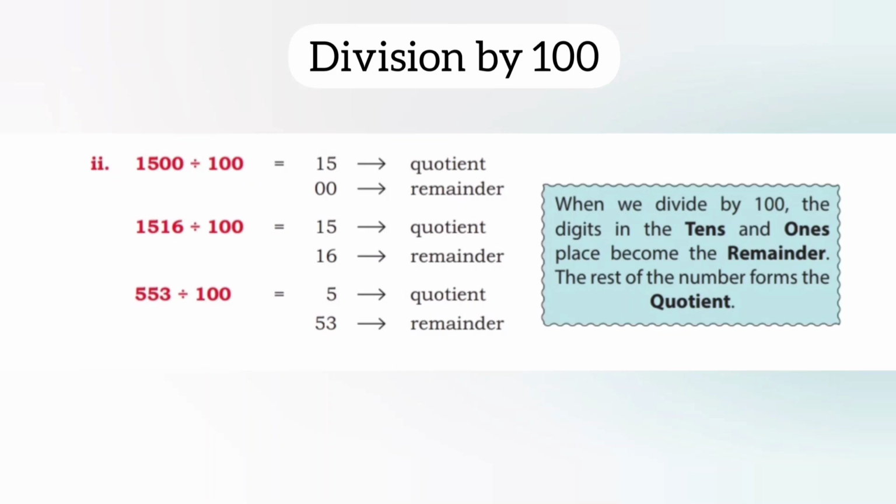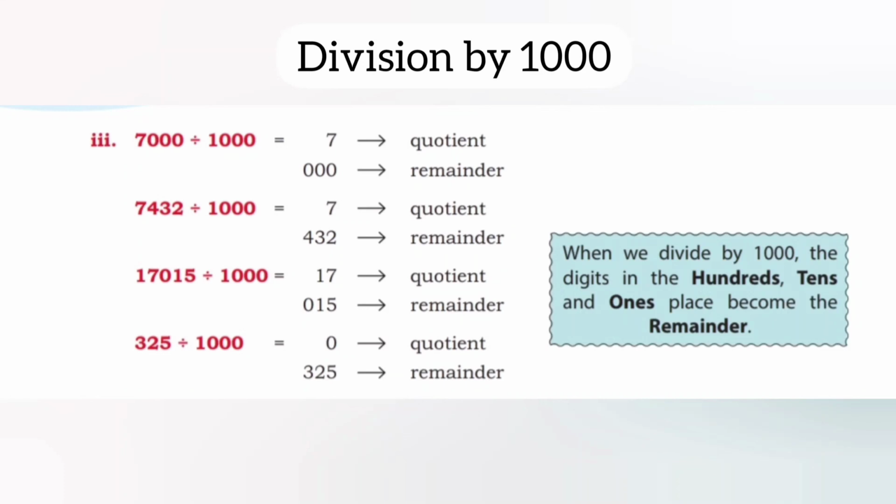Now can you make a guess what happens when we divide a number by 1000? You're right. When we divide by 1000, the digits in the hundreds, tens and ones place become the remainder. Alright, let's take an example. 7000 divided by 1000. 7 is your quotient because the rest of the 3 digits is your remainder, which is 0. 7432 divided by 1000, 7 is your quotient and the last 3 digits 432 is your remainder.